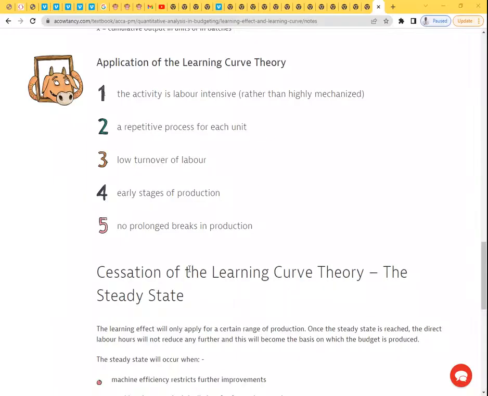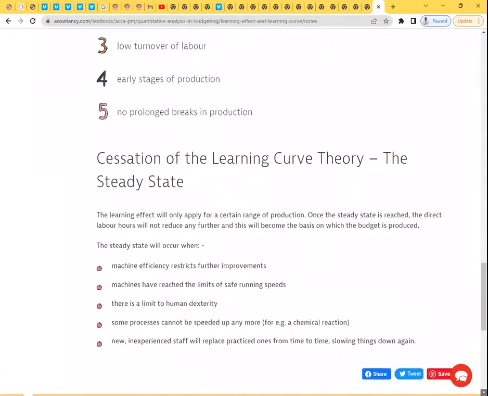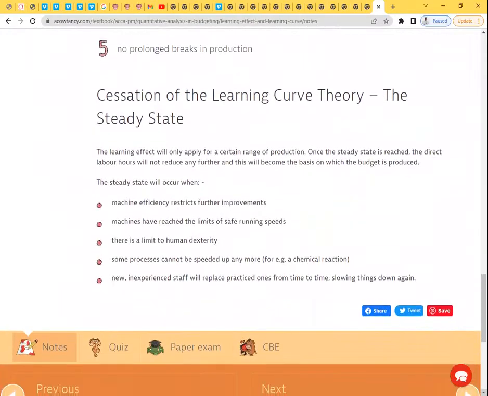And then now we have cessation of the learning curve. So why do we have these learning curves settling very fast? Cessation of the learning curve theory, the steady state: the learning effect will only apply for a certain range of production. Once the steady state is reached, the direct labor hours will not reduce any further. And this will become the basis on which the budget is produced.